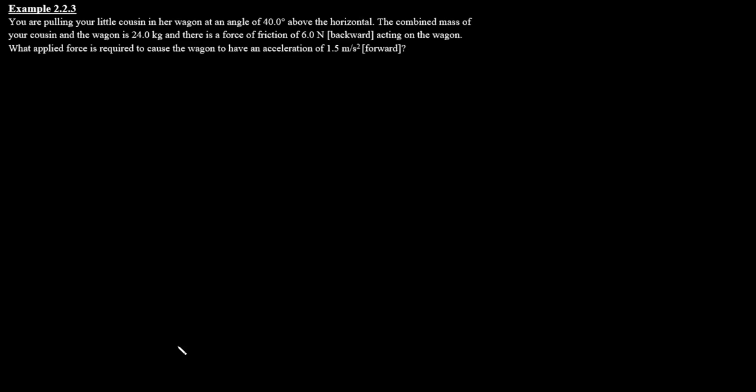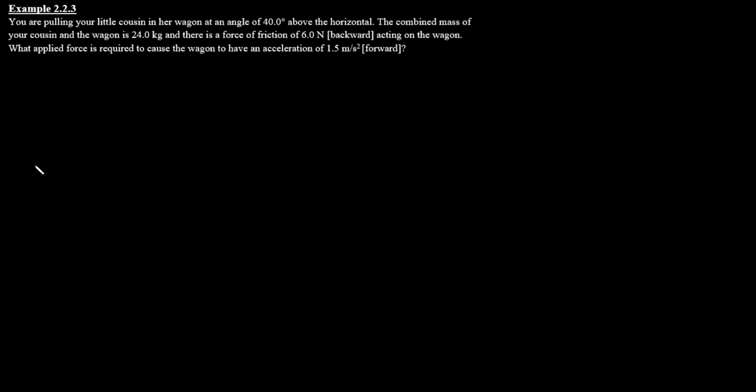Okay, so your next example with two-dimensional forces is going to look at now an accelerating object rather than Fnet being 0. So example 2.2.3 says you are pulling your little cousin in her wagon at an angle of 40 degrees above the horizontal. The combined mass of your cousin and the wagon is 24 kilograms, and there's a force of friction of 6 newtons backward acting on the wagon. What applied force is required to cause the wagon to have an acceleration of 1.5 meters per second squared forward?